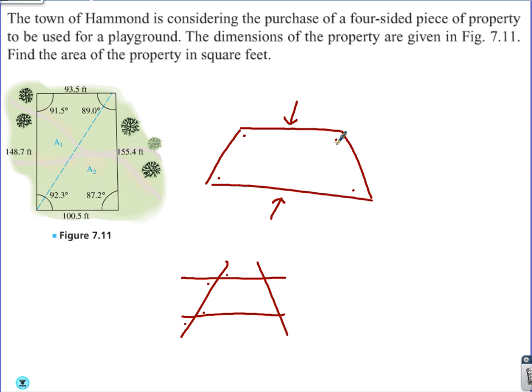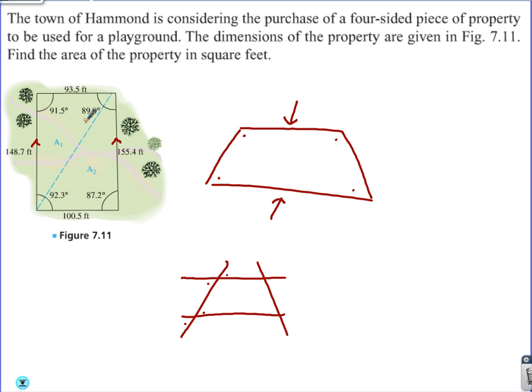This is not a trapezoid. 89 degrees, 87. Actually, it's closer to being supplementary this way, isn't it? It's nearly a trapezoid with these two lines being parallel. And it's so close, if you wanted to, you could estimate it. 92.3 and 87.2 is 179.5. Let's see how close that is to being a trapezoid. Same thing here: 91.5 and 89 is 180.5. That's pretty much a trapezoid.